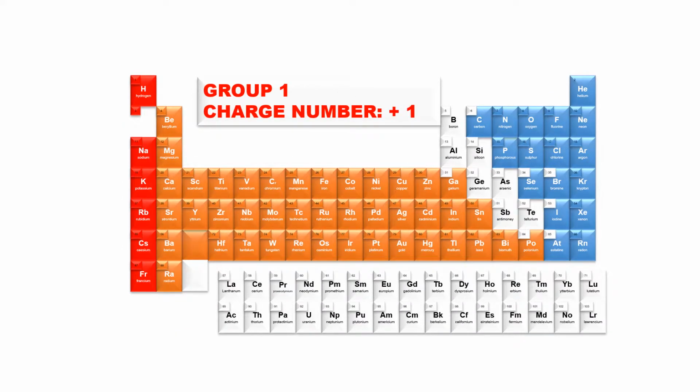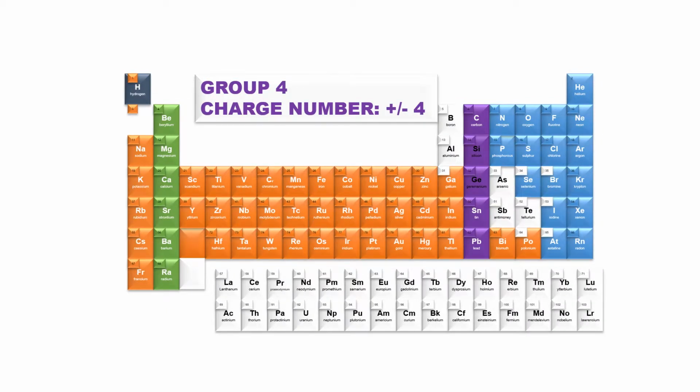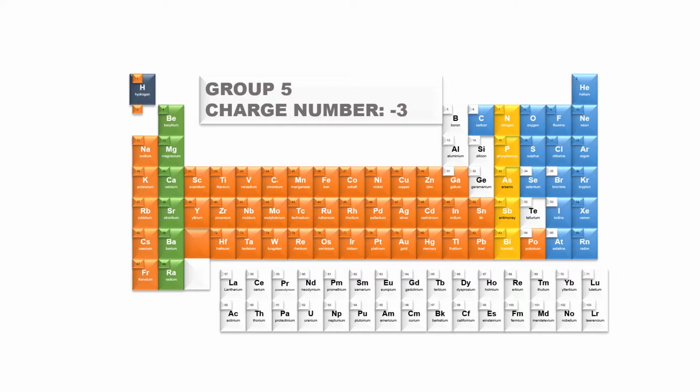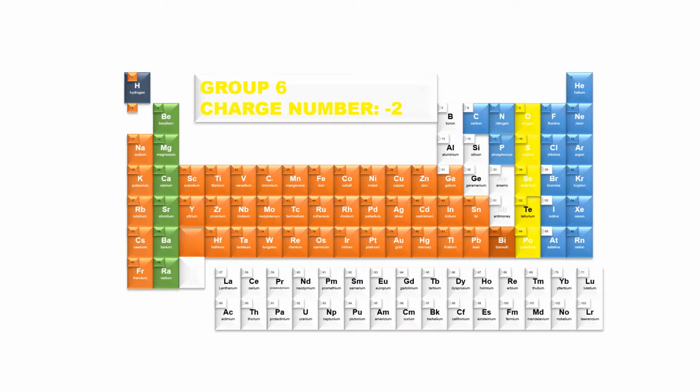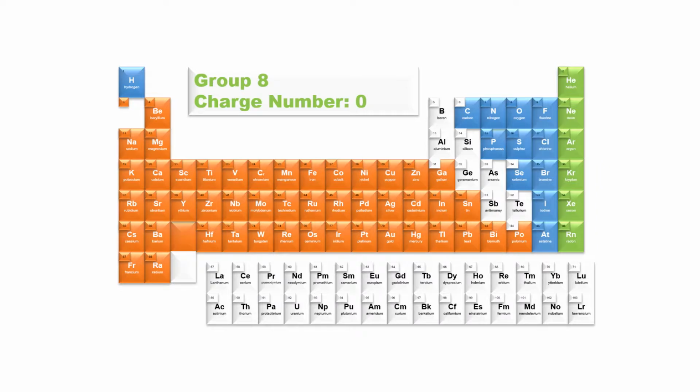First group has a charge number of 1. The charge number of the second group is 2. The third group has a charge number of 3. The fourth group has a charge of positive or negative 4. The fifth group has a charge of negative 3. The sixth group consists of negative 2 charge number. The seventh group has a negative 1 charge number, and last, the noble group or the eighth group has a charge of 0.